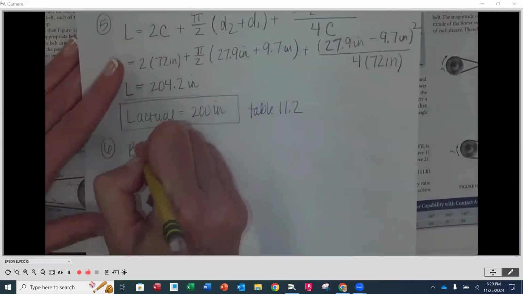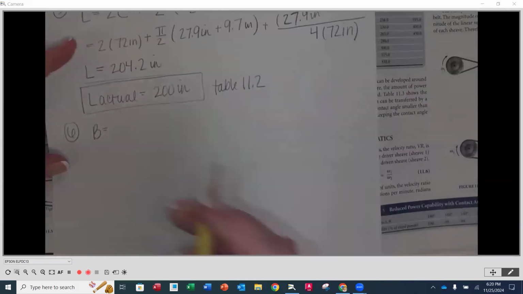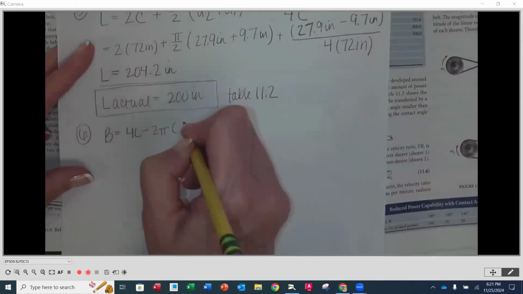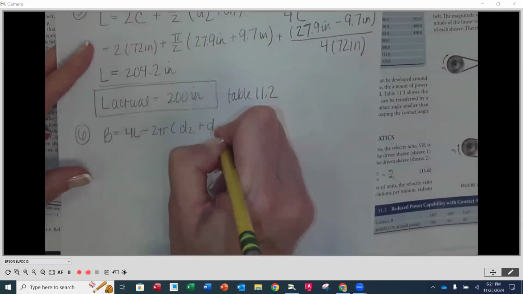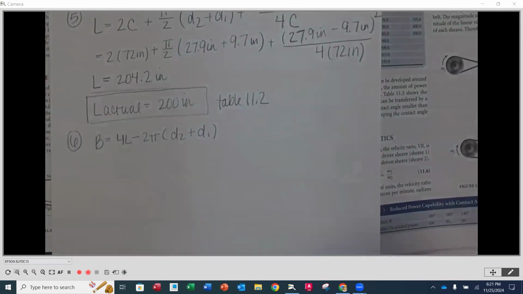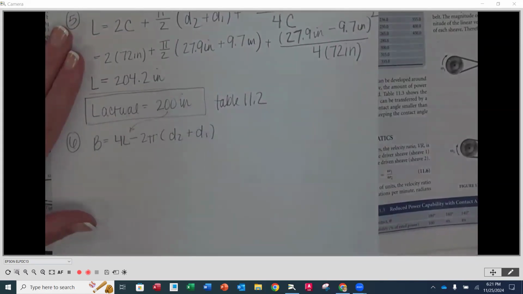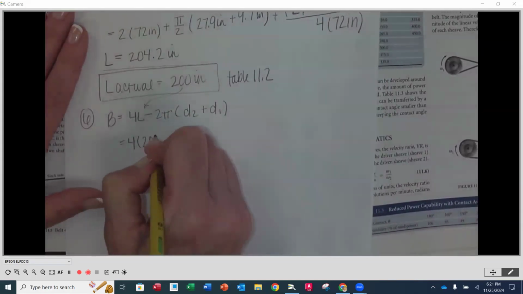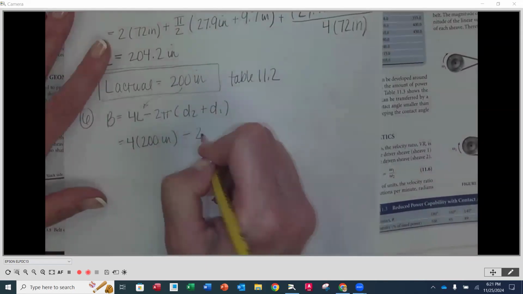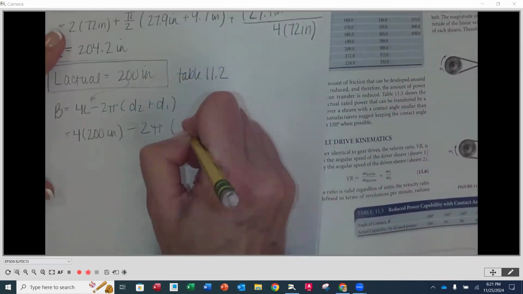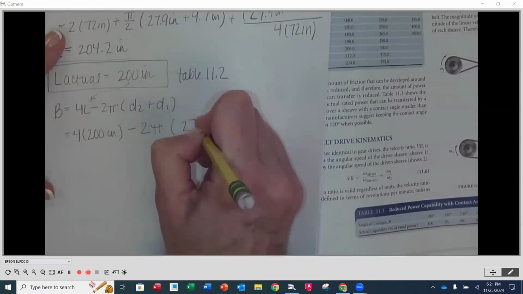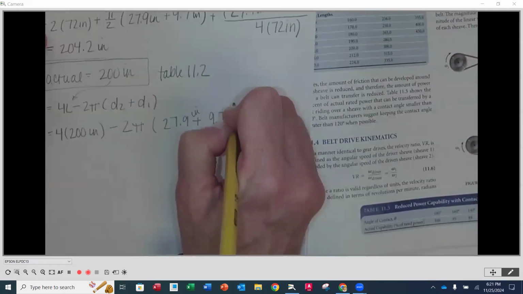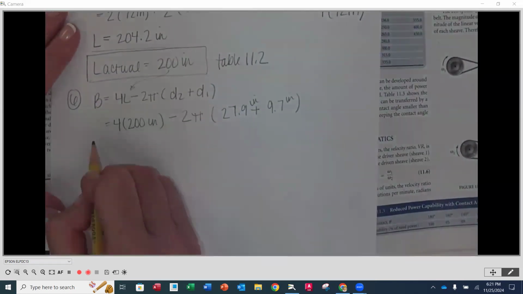So we're going to do B is equal to 4L minus 2 pi times D2 plus D1. Again, that's that same equation. And now we're going to use our actual length here, not the 204. We're going to use the 200. This is going to be 4 times 200 inches minus 2 times pi times 27.9 plus 9 inches. Okay. Don't forget your units.